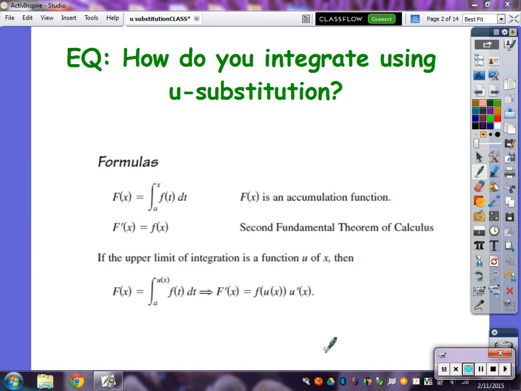Hello, this is Mrs. Taylor, and I'm going to introduce you to U substitution or change of variables, depending on which textbook you're looking at. So what we are trying to do is integrate using U substitution.